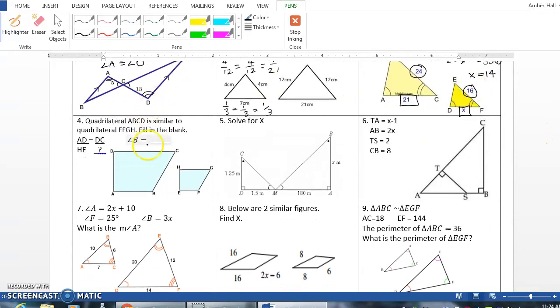Number 4, quadrilateral ABCD is similar to quadrilateral EFGH. Fill in the blank. AD over HE equals DC over HG. Those are corresponding sides. And angle B must be congruent to angle F.